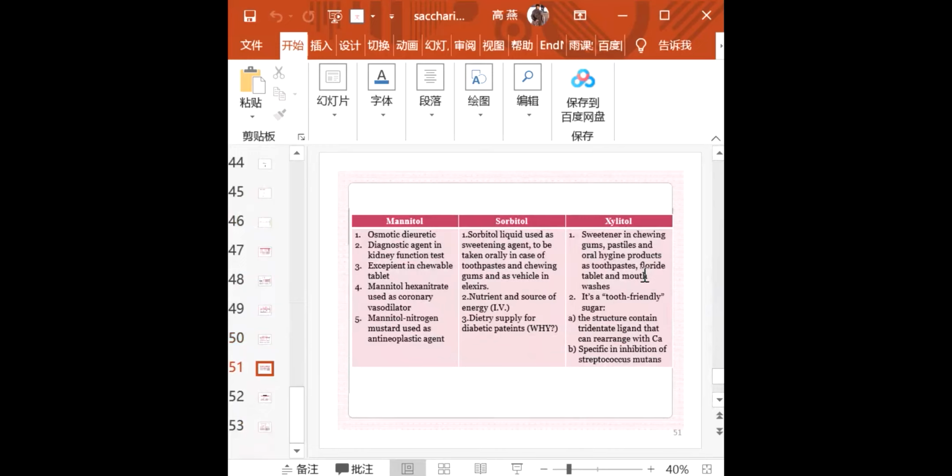It can be used as a sweetening agent to be taken orally, for example in toothpastes and chewing gums, and as a vehicle in elixirs. It can also be used as a nutrient and source of energy from IV injection, and as a dietary supply for diabetes patients. Again, why? It's actually because of the same reason as the one we talked about.